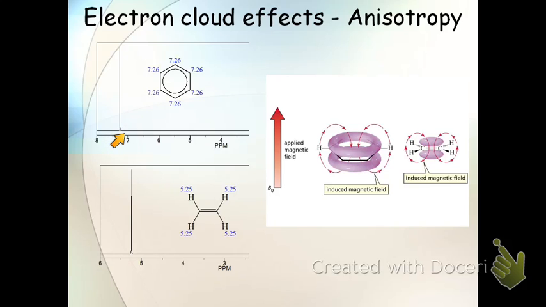And typically when you see a signal between 7 and 8, and in fact it goes a little bit to the right of 7, but between about 6.5 and 8, you're pretty certain that that structure has a benzene ring in it. It's usually fairly unique. Now 5.25 is what you expect to see for, for example, ethylene.